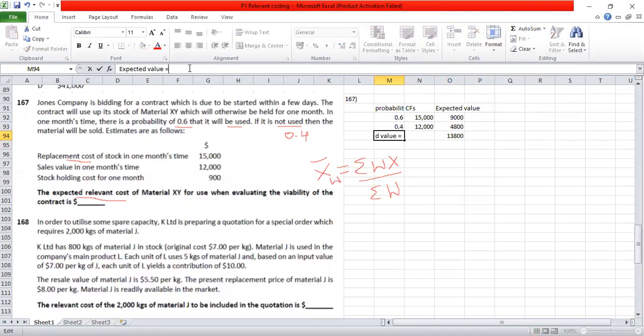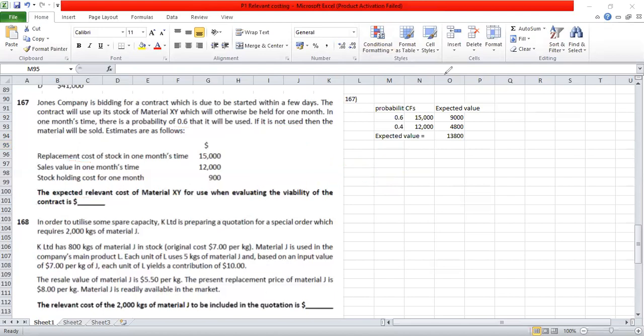But we are asked to find out what is the expected relevant cost. It is not just the expected value. It is talking about the expected relevant cost of material XY for use when evaluating the viability of the contract. There are two situations, about the material being used and not being used. So the expected value is this much.